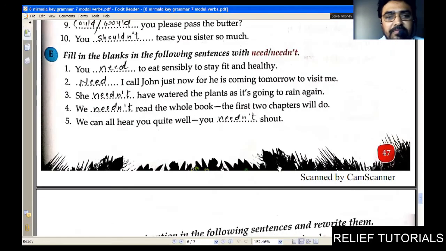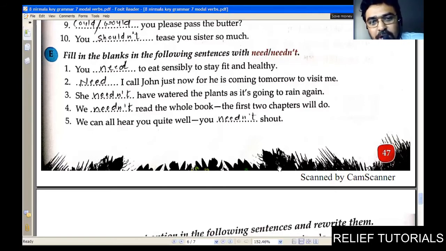Fill in the blanks in the following sentence with need or needn't. You need to eat sensibly to stay fit and healthy. आपको थोड़ा कम खाने की जरूरत है. So need is obviously needed. Need I call John just now, for he is coming tomorrow to visit me? Can go for need or needn't.